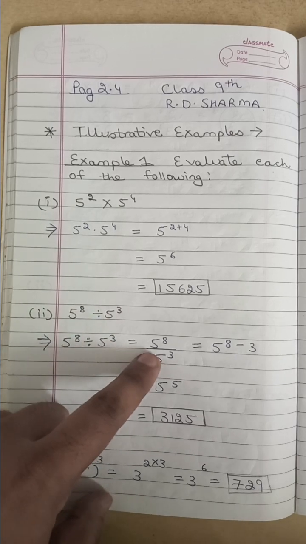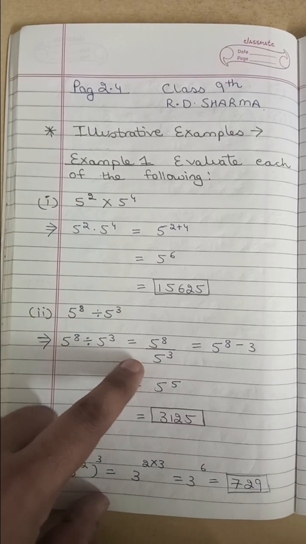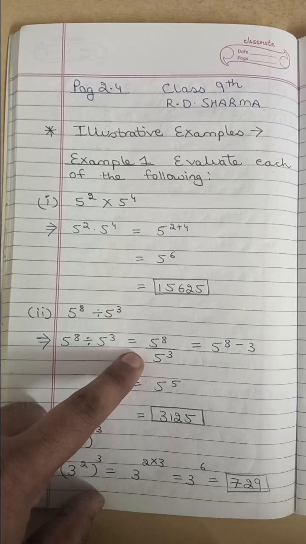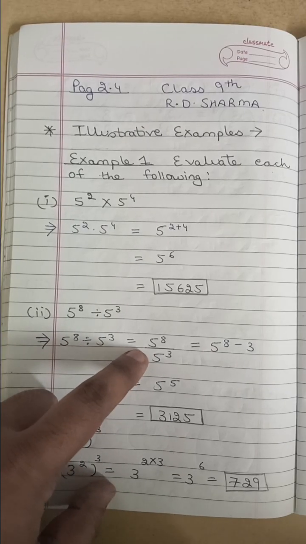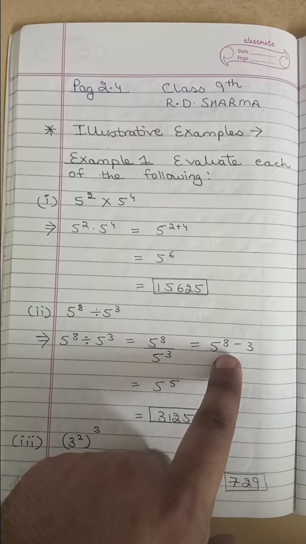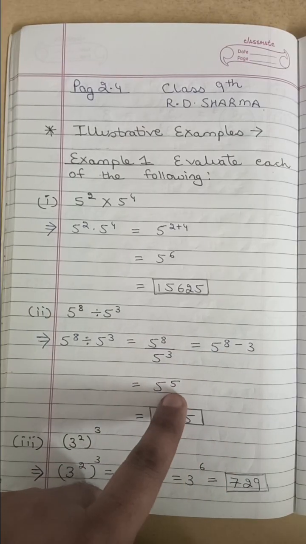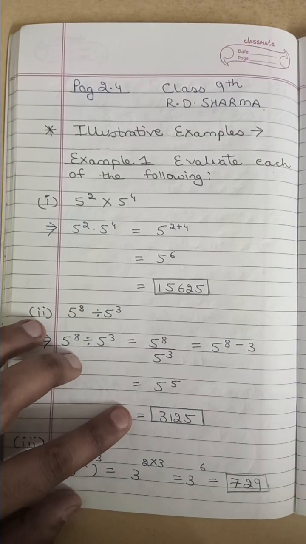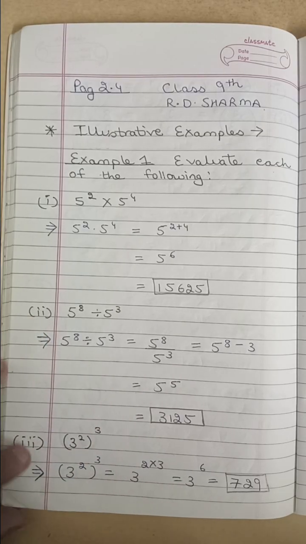In case of division, it can be written as 5 raised to power 8 upon 5 raised to power 3, and since it is division, it becomes 5 raised to power 8 minus 3, which becomes 5 raised to power 5. Answer comes out to be 3125.